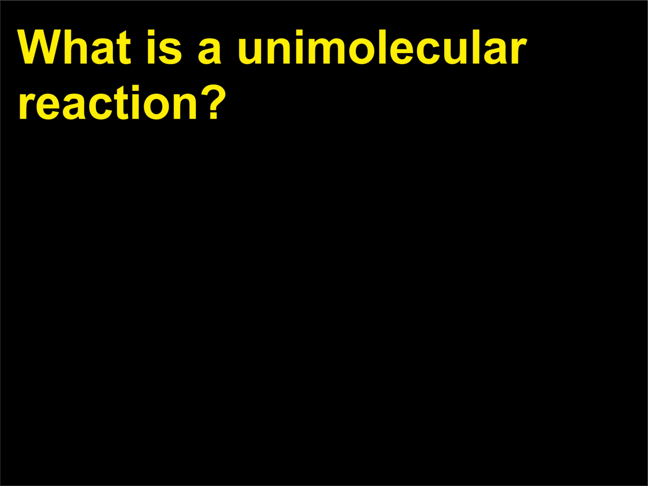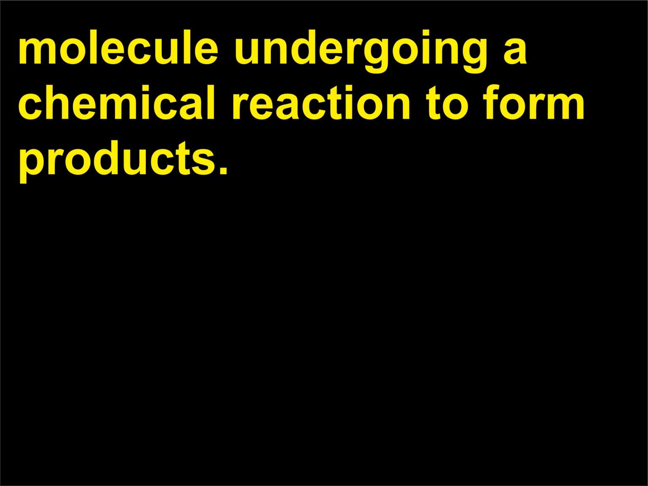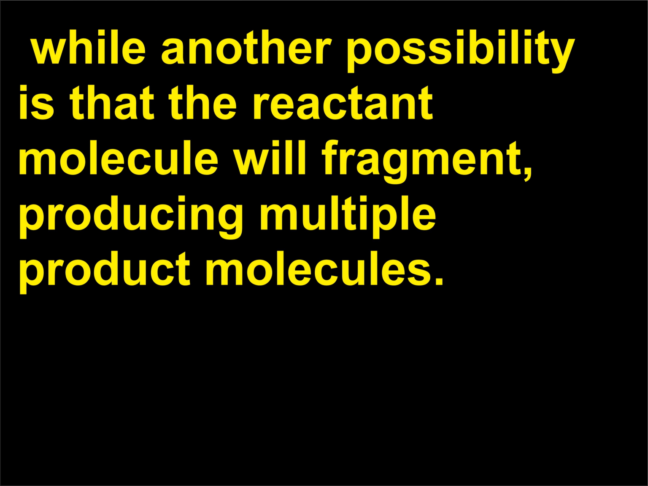What is a unimolecular reaction? A unimolecular reaction involves only a single reactant molecule undergoing a chemical reaction to form products. One possible outcome is that the bonds rearrange within a single molecule to form only one product molecule, while another possibility is that the reactant molecule will fragment, producing multiple product molecules.